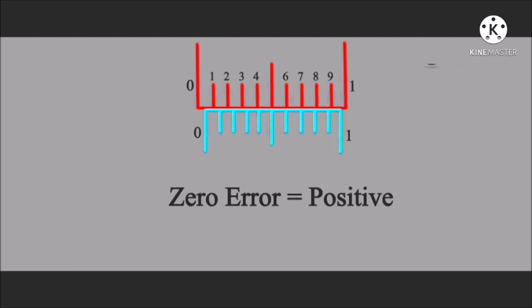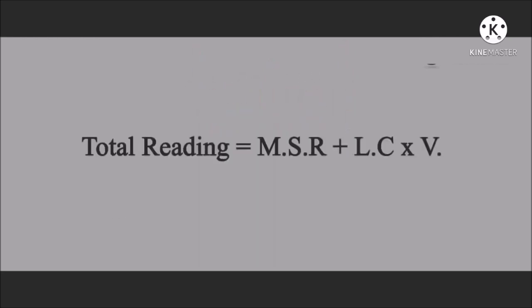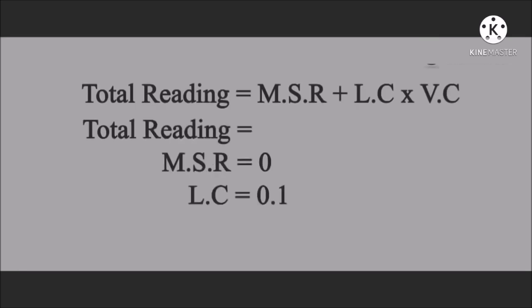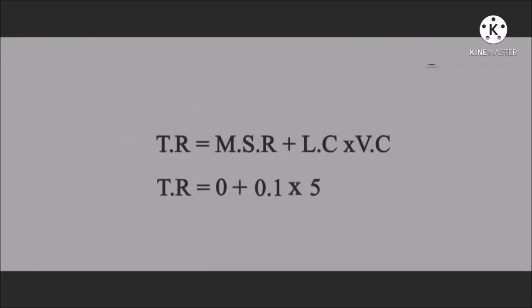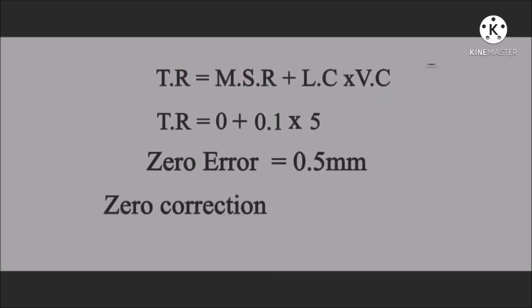This type of error, in which the 0 of the vernier scale is to the right of the 0 of the main scale, is called positive zero error, and the correction we make is called zero correction. In this case, it is a negative zero correction. This can also be simplified by using the formula: total reading is equal to main scale reading plus vernier coincidence into least count. Here, main scale reading is equal to 0, least count is equal to 0.1 millimeter, vernier coincidence is equal to 5. Therefore, zero error is equal to 0 plus 0.1 into 5, that is 0.5 millimeter. Thus, zero correction is equal to minus 0.5 millimeter.